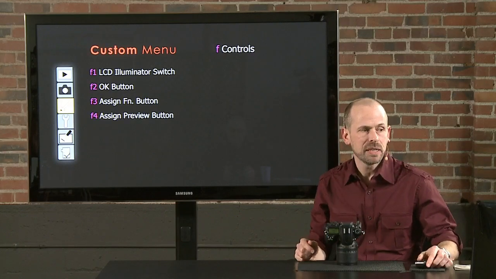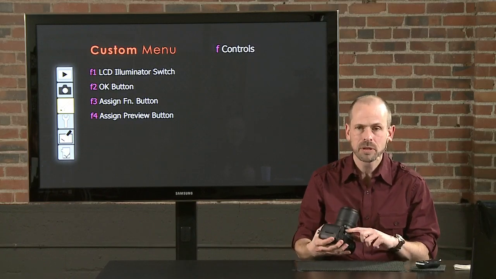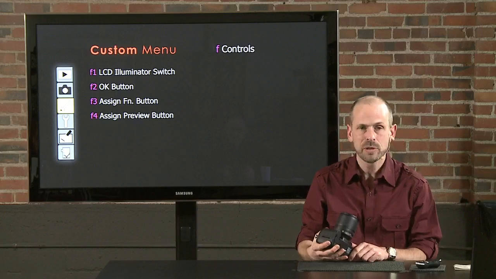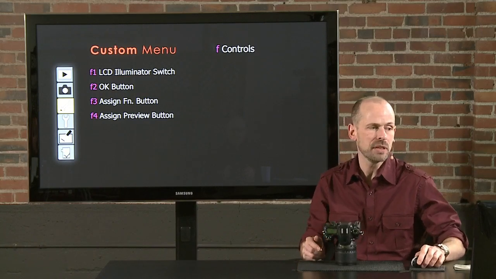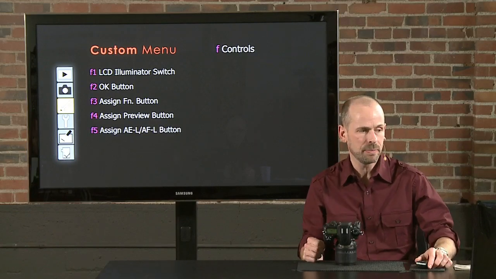The next is the assign preview button. The preview button is just below that, kind of on the bottom of your camera, right below the lens. It's unlabeled, just a plain old black button. Normally it's going to do depth of field preview, which is probably where I would leave it. But if you don't like that, you find something else more useful, by all means, go in and change it.